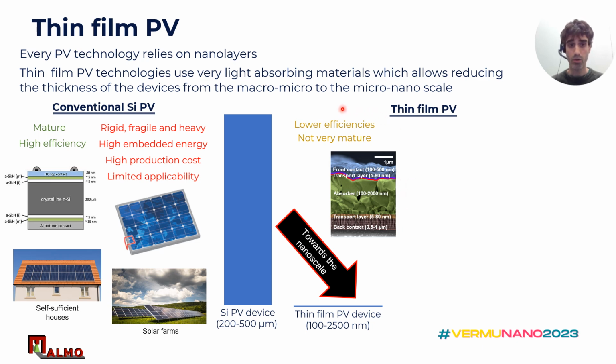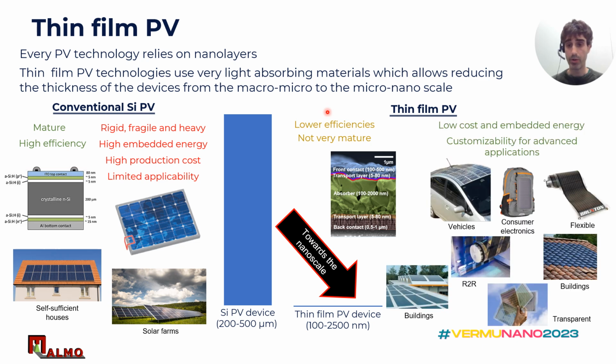Thin film PV, compared to conventional silicon PV, presents a lower efficiency because it's not such a mature technology. However, the fact that we are going towards the nanoscale allows advanced production processes with low cost and low embedded energy. And it also allows fabricating the devices on different substrates like flexible substrates that allow advanced applications and customizability and integrated applications like in vehicles, in consumer electronics, in buildings. You can even make transparent thin film photovoltaics.